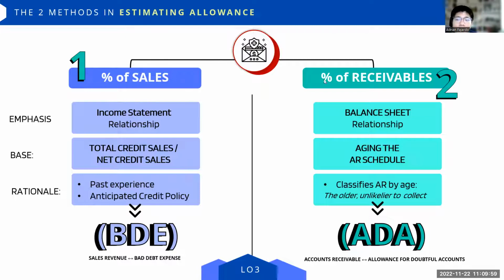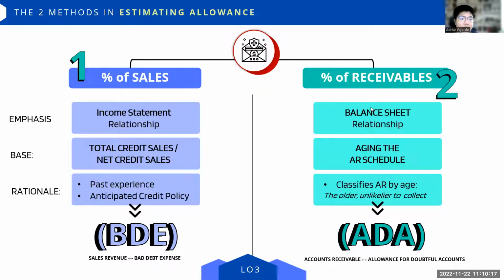Now, the second method of estimating an allowance is what you call percentage of receivable. Since receivable, saan ba makikita si AR? Sa balance sheet. So the emphasis of percentage of receivables is sa balance sheet relationship. So how do you solve for percentage of receivable?